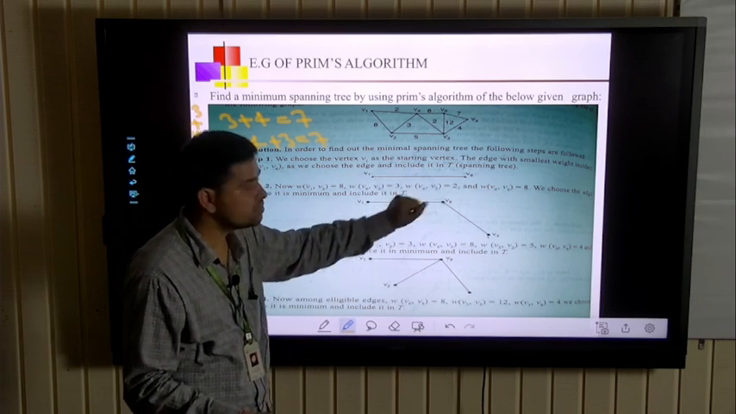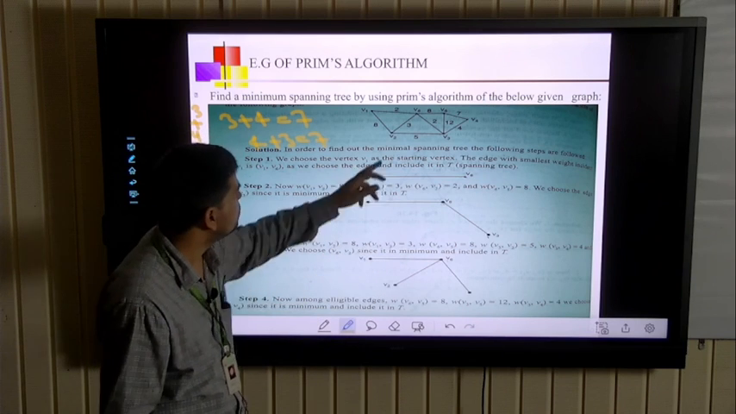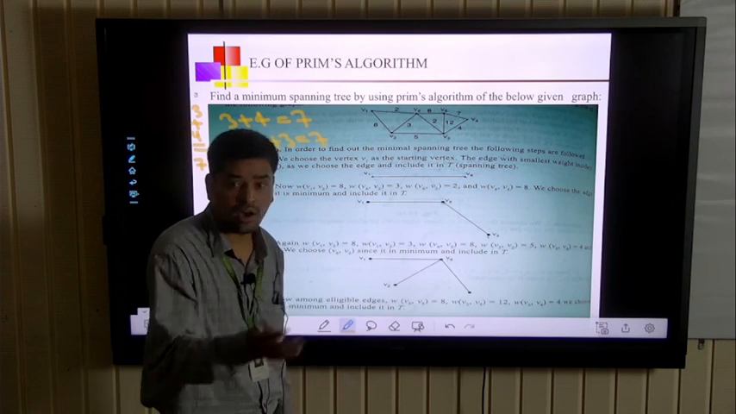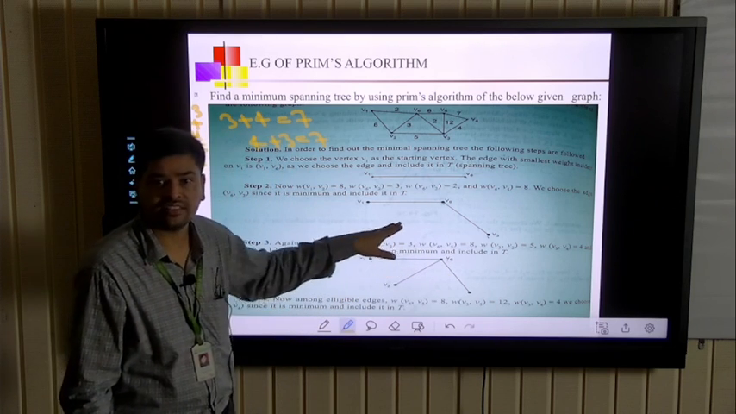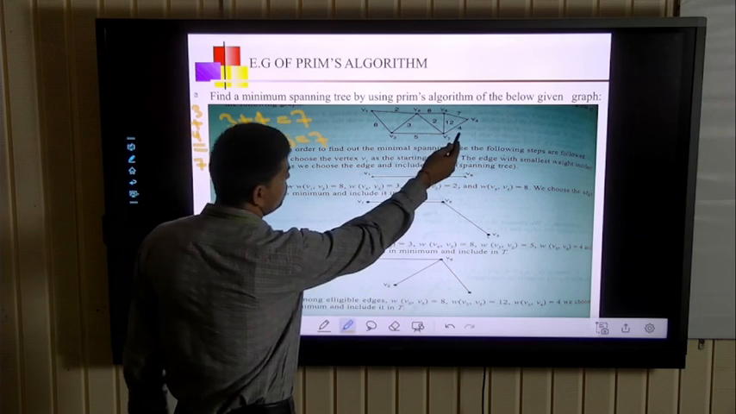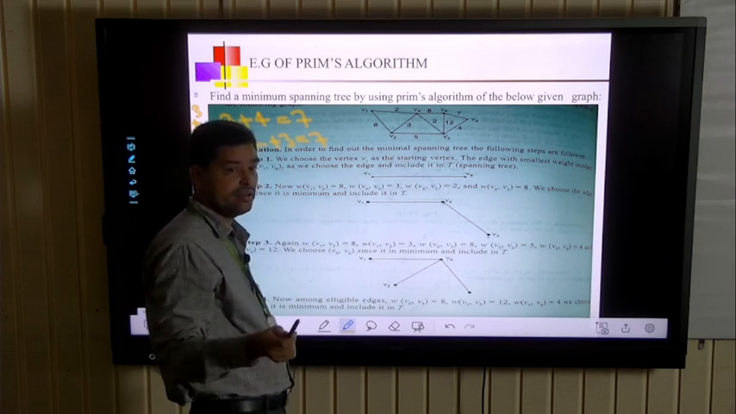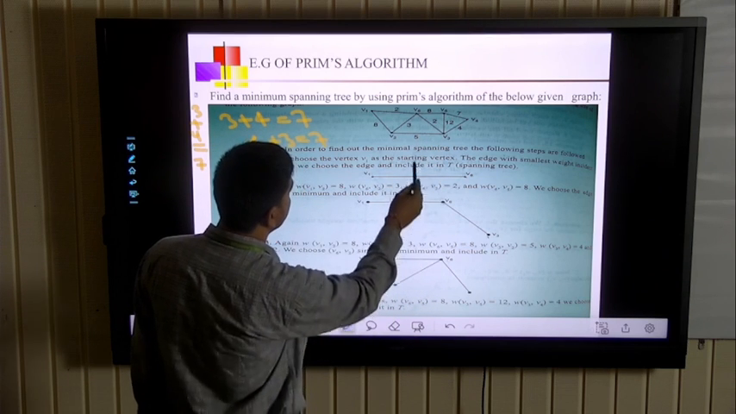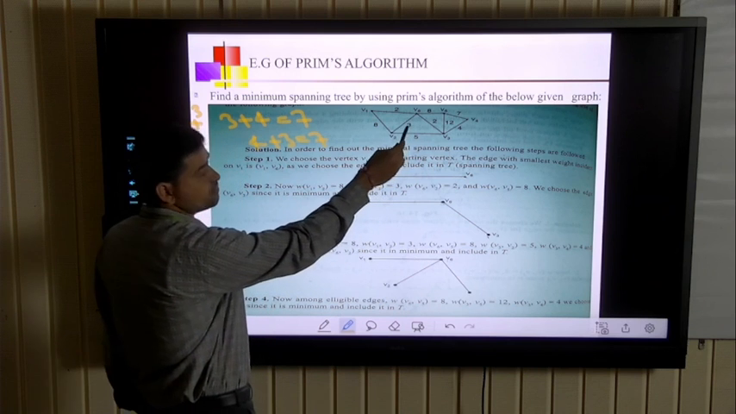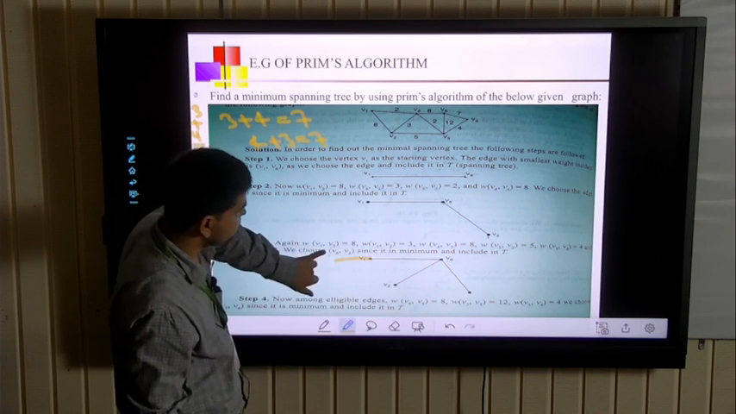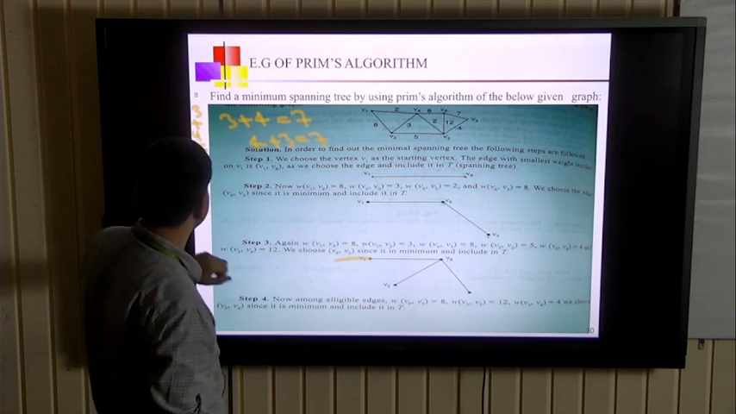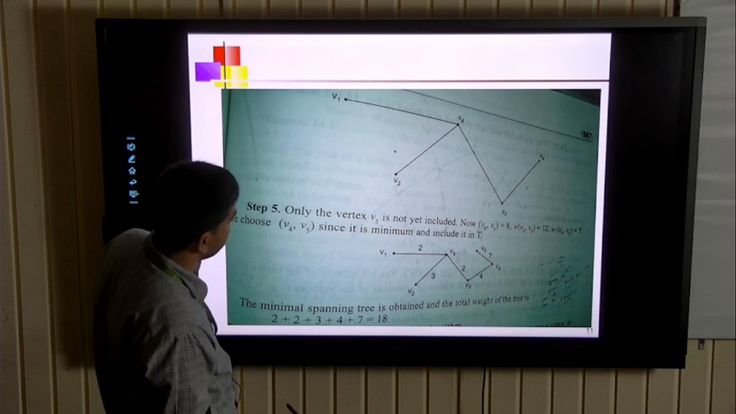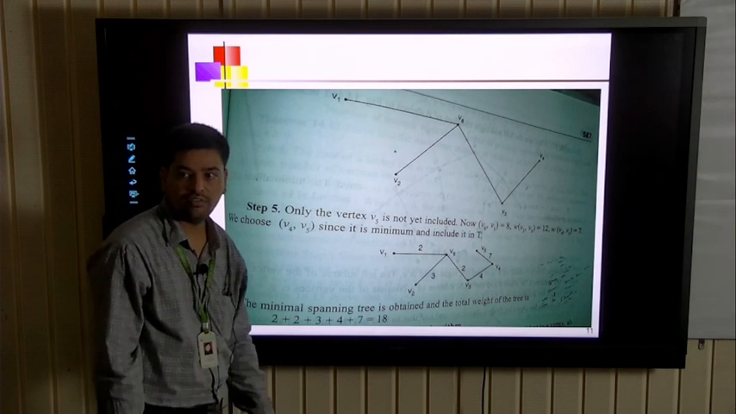Now you have 2 nodes. So how many edges are connected to these 2 nodes? 1, 2, 3. The minimum edge is 2. So now you have 3 nodes. How many edges are connected to these 3 nodes? 1, 2, 3. So you select the minimum. I think the minimum edge is V6 to V2, 3. This one. Now this and this. This is the final.